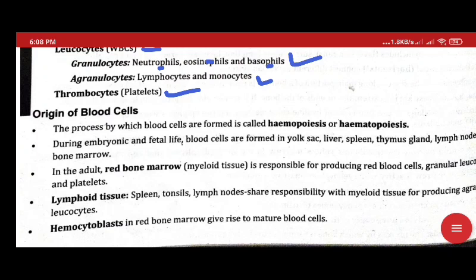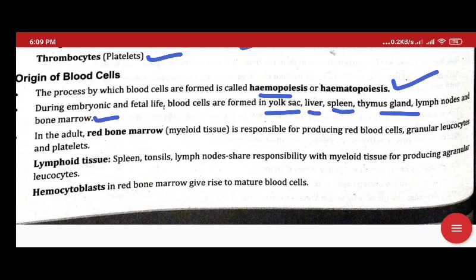Now as we know, blood cells originate from what? From bone marrow, and the process of blood cell formation is called hematopoiesis, poiesis means formation. Now during the embryonic stage we have what? In the embryo, the yolk sac at the gastrula phase, then spleen, then liver, then thymus gland. Then in adults we have what? Bone marrow. After the birth of the baby, we get red bone marrow as the blood forming tissue.